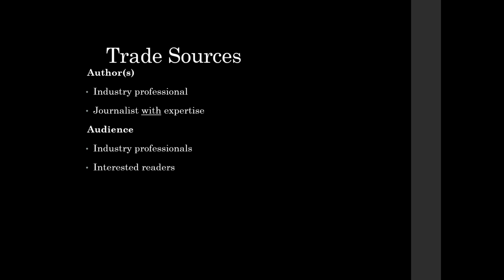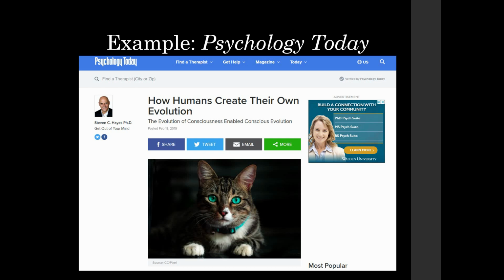The audience of a trade publication is different than the audience of a popular source. The audience of a trade publication is going to include those who work in the field, so industry professionals, and those who are interested in the specific topic. An example of a trade publication might be Psychology Today. This website is open for any reader.